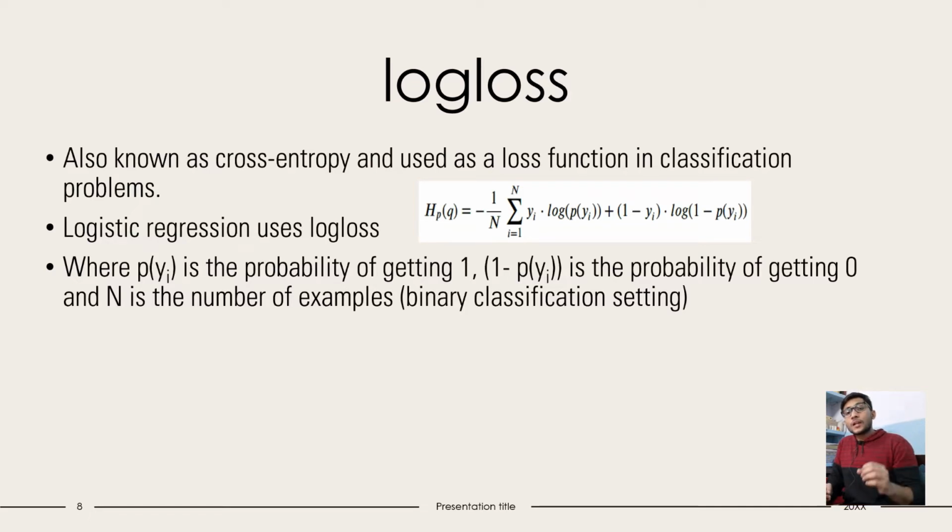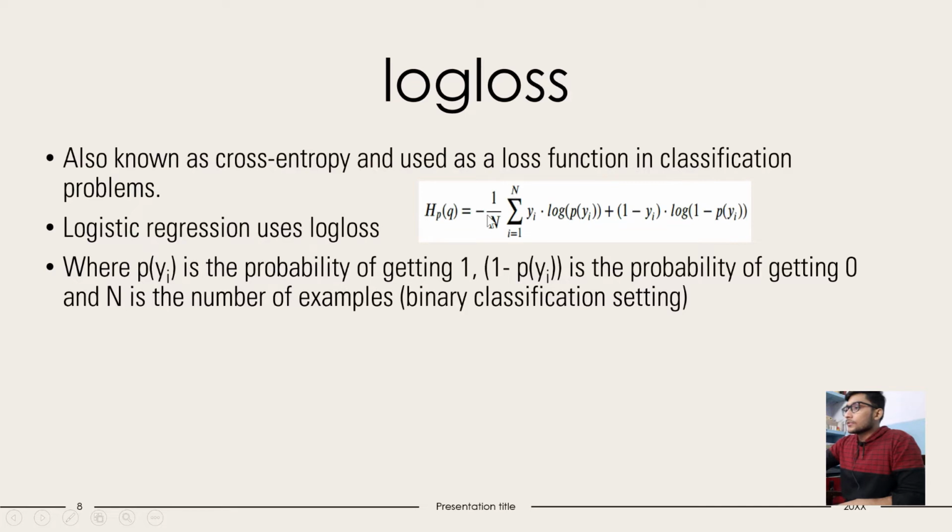Now we shall understand the loss function that is used in logistic regression and how this loss function will help us get appropriate results using this sigmoid and whatever backdrop that we discussed so far. So we shall discuss here logloss, which is also known as cross entropy and used as a loss function in classification problems. Logistic regression uses logloss. This is the functional notation.